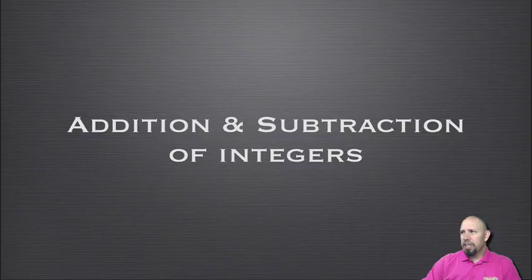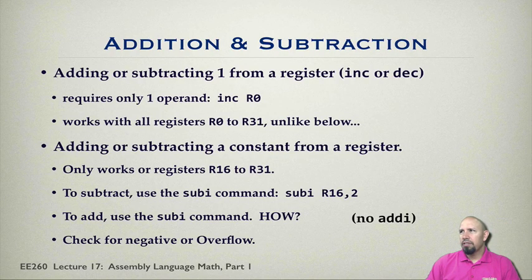Okay, so we'll start with addition and subtraction of integers. Adding or subtracting a 1 from a register, we can do easily using increment or decrement. So that's the easy one. It requires one operand, and it works with all registers. Adding or subtracting a constant from a register, however, only works on registers 16 to 31. So that's that upper register.